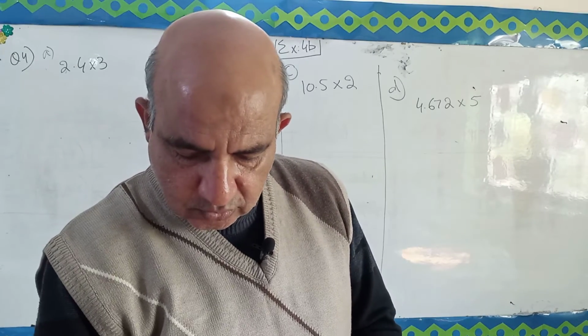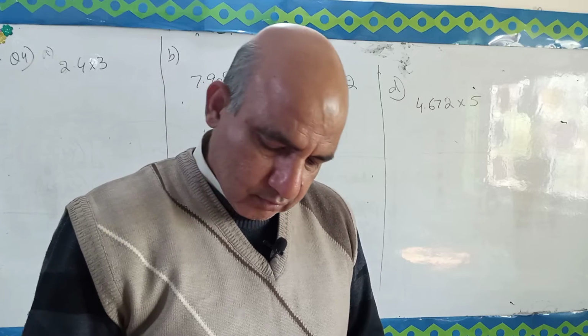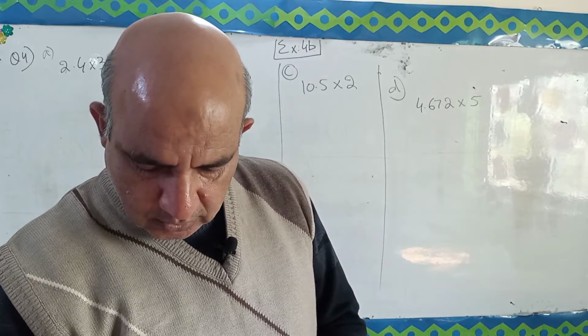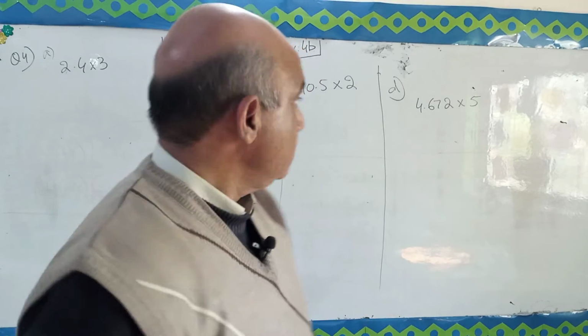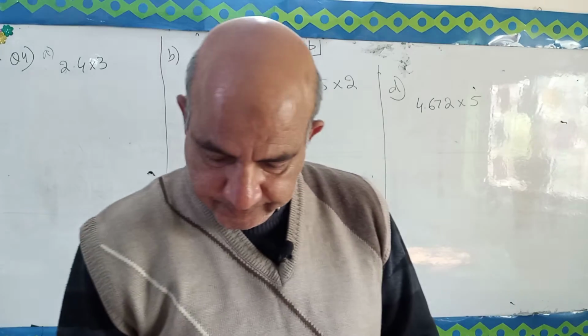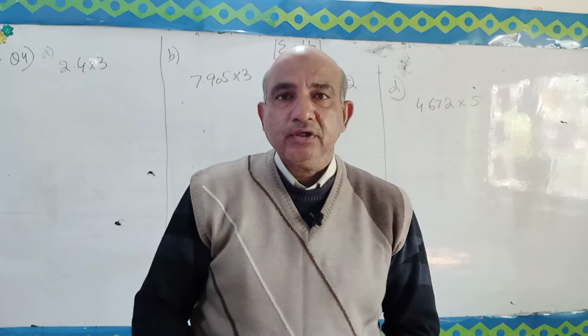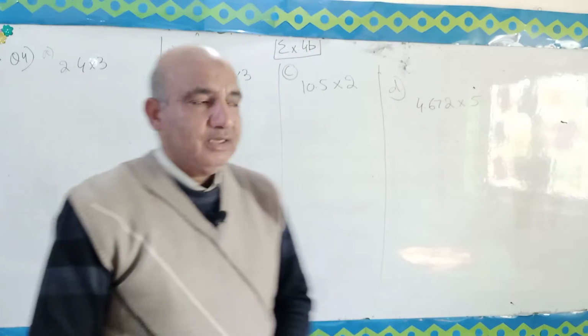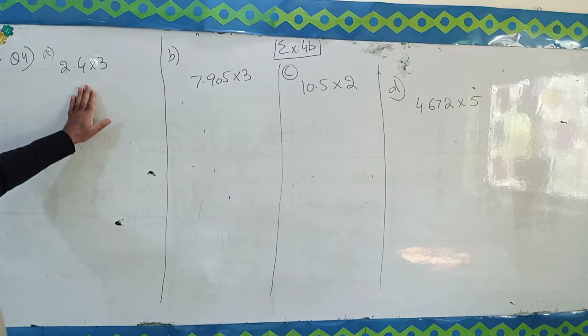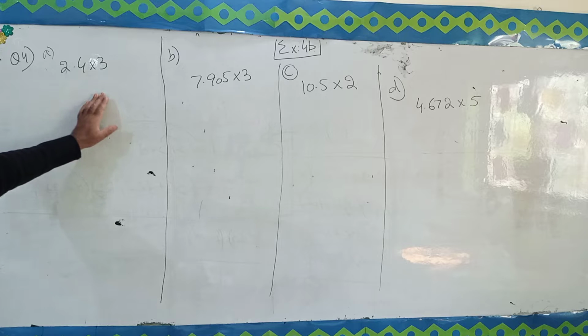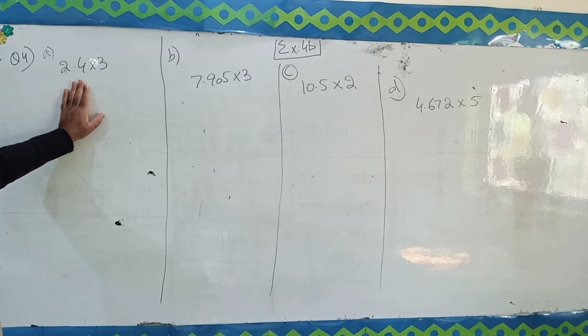We are going to start Countdown 5, Exercise 4B, question number 4. Here is the multiplication of decimals. If they are simple numbers, we are going to multiply a number with one decimal place by a simple number.